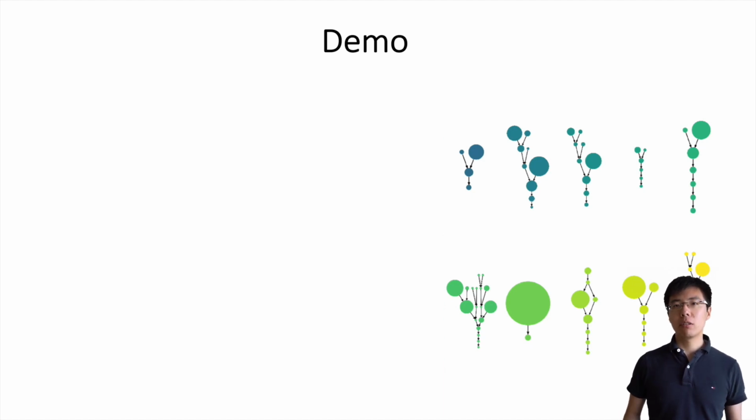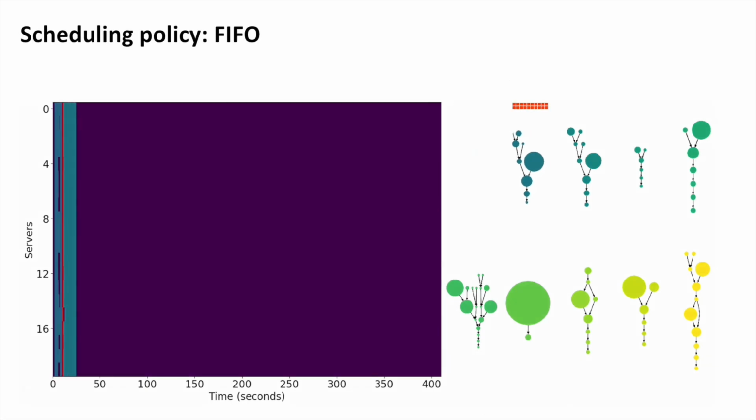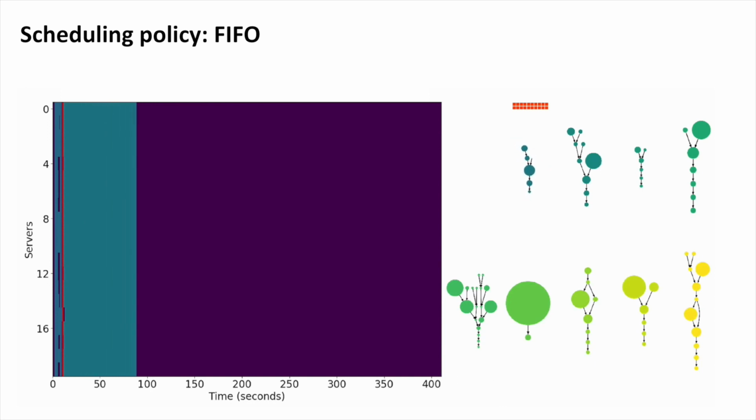Let's see how different schedules make a difference in terms of job runtime. Here, different jobs are marked with different colors. The size of each node corresponds to the log scale of total work in that computation stage. On top of each job, we use orange squares to visualize the number of servers working on the job. On the left-hand side, we will animate the schedule of all the jobs on a canvas. The x-axis is the time, and the y-axis shows the status of 20 servers. The color on the canvas will show which server is working on which job from the right. The purple color means the server is idle. So let's first see what a FIFO schedule looks like. Each red line indicates a job completion event.